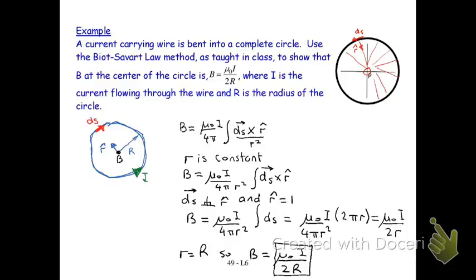Yes, sir. Good, okay. So what we say is that a current carrying wire bent in a complete circle, that's the thing I'm going to change. Maybe I'd give you a half circle, maybe a quarter of a circle, maybe 7/16 of a circle. This is a complete circle. It's all of a circle. Use the Biot-Savart method as taught in class to show that B at the center of the circle, so B at this point here, is equal to mu naught I over 2R, where I is the current flowing through the wire and R is the radius of the circle. I'm not going to ask you that in a test. I would say, what is the field, rather than show that it is.